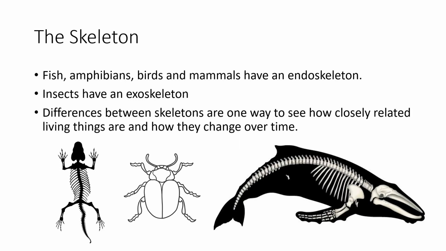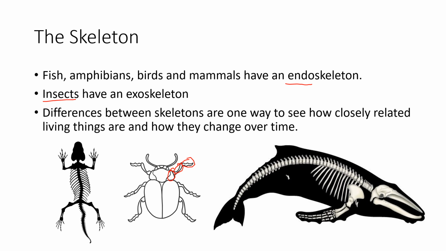So we'll start with the skeleton. Mammals like us and whales have what's called an endoskeleton. That means that the bones are on the inside, or the hard bits are on the inside. Insects have what you call an exoskeleton, where all these plates are the hard parts that the muscles will be attached to allow for their movement.